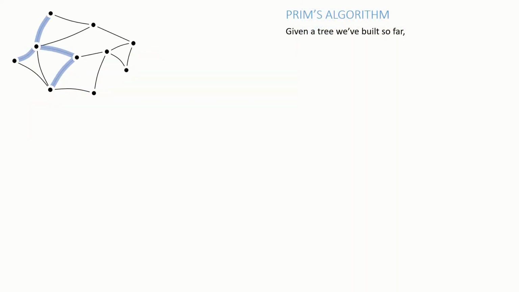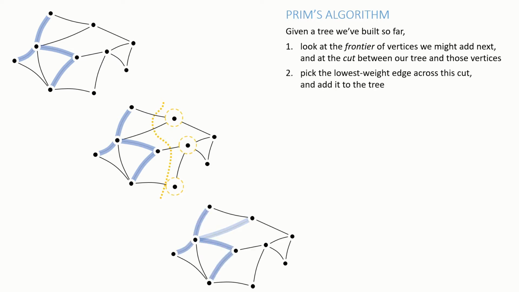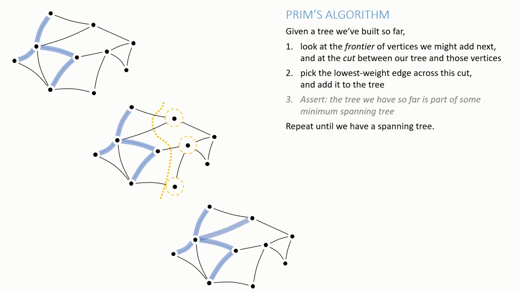It's called Prim's algorithm. Given the tree that we've built so far, we look at all the vertices that we might add next, call it the frontier of vertices, and we pick the lowest weight edge across the cut between our tree and the frontier, and repeat until we have a spanning tree.